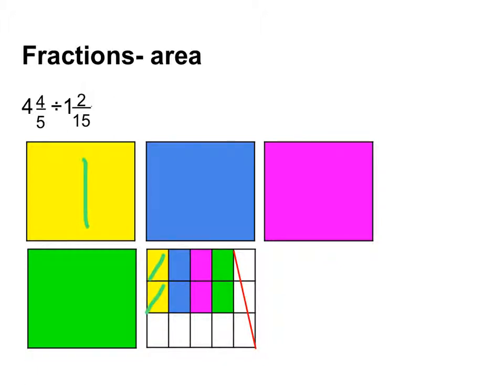And then I moved to my blue. Here's 1 1/15, 2/15. Then the purple, here's 1 1/15, 2/15. And then the green, 1 1/15, 2/15. So right now, looking at my picture, I know that it goes in 4 times with something left over. So we need to figure out a way to describe this remainder part.